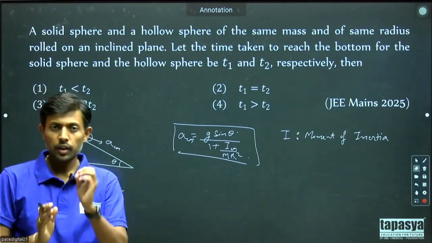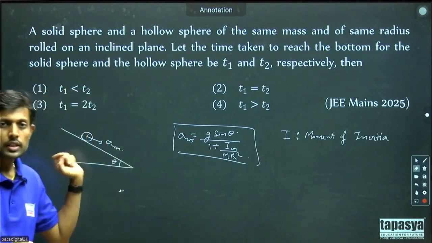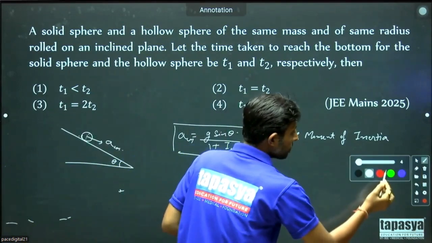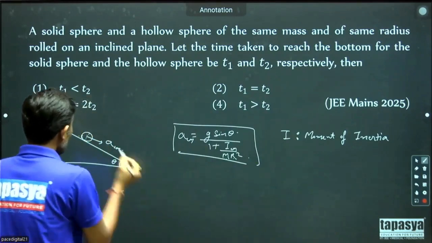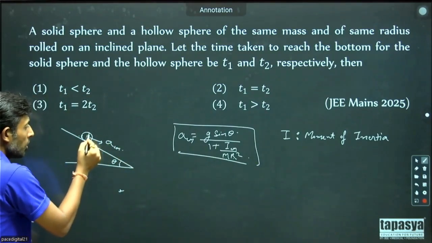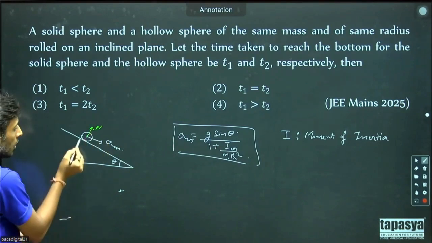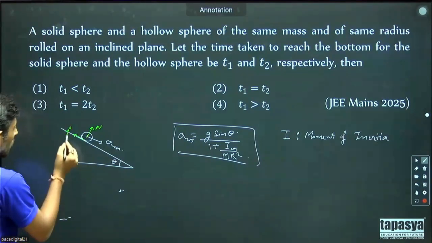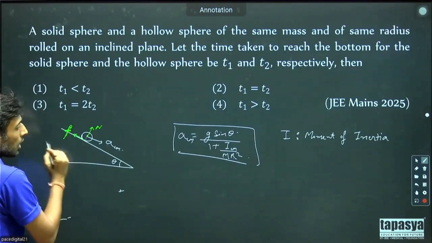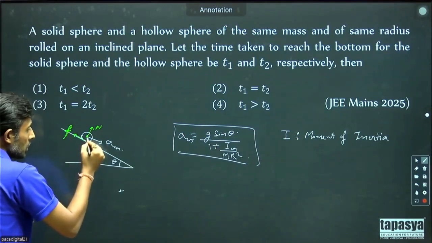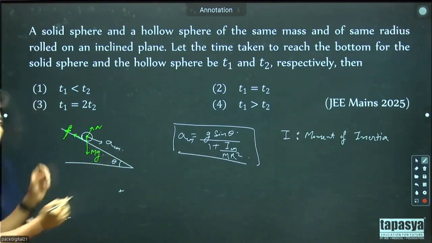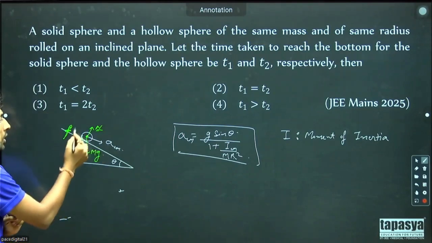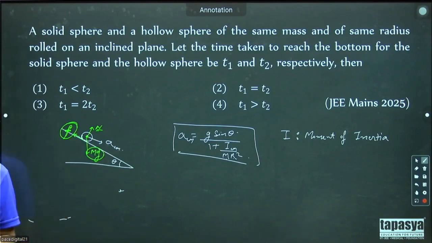So now, let's first draw the free body diagram of this. What are the forces acting on this object? We have this sphere. Normal reaction would be acting this way. Frictional force would be acting this way, and mind you, this is pure rolling. What other force would be acting? mg, which is the weight of this body. So these are the only three forces acting on this body: the normal reaction, the frictional force, and the weight of this body.